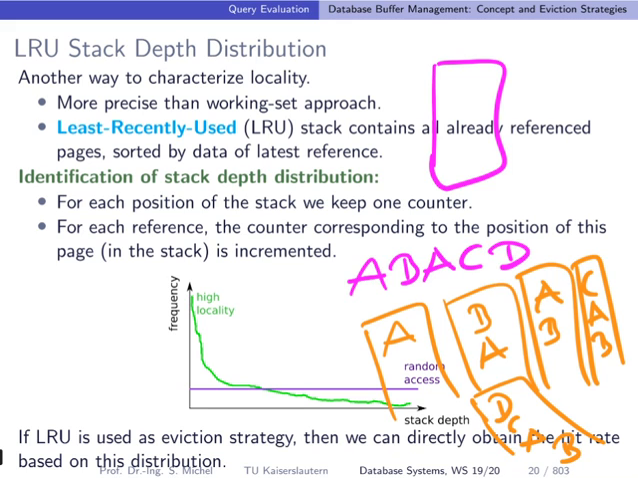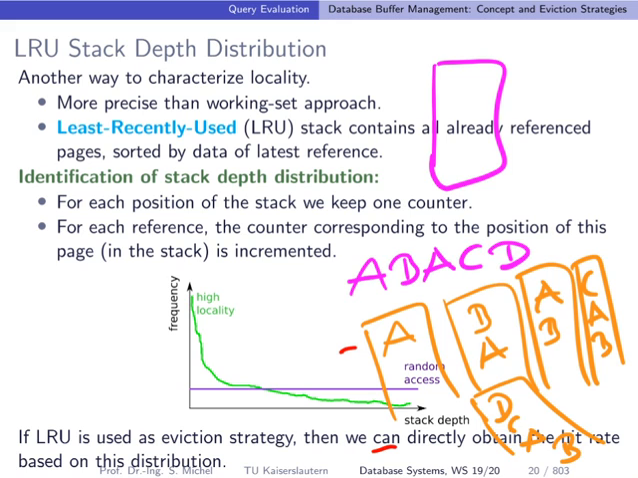And now what the stack distribution is counting is at which stack level, at the highest level or the lowest level of the stack, a page was found in our page reference string. So if we record these positions where we found the page in the stack, this gives us our stack depth distribution.